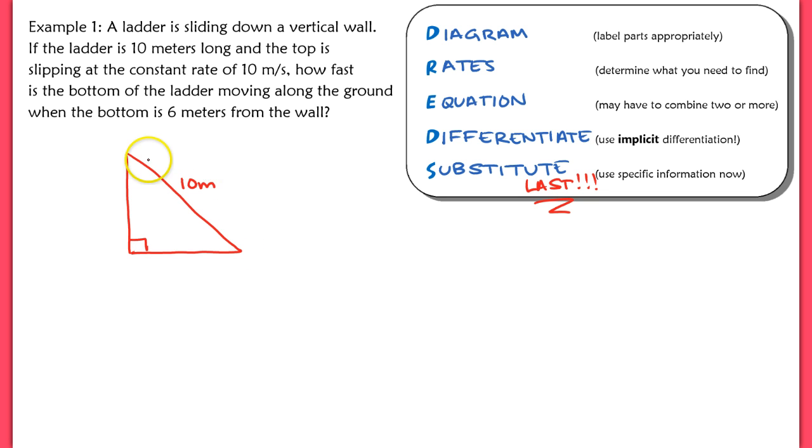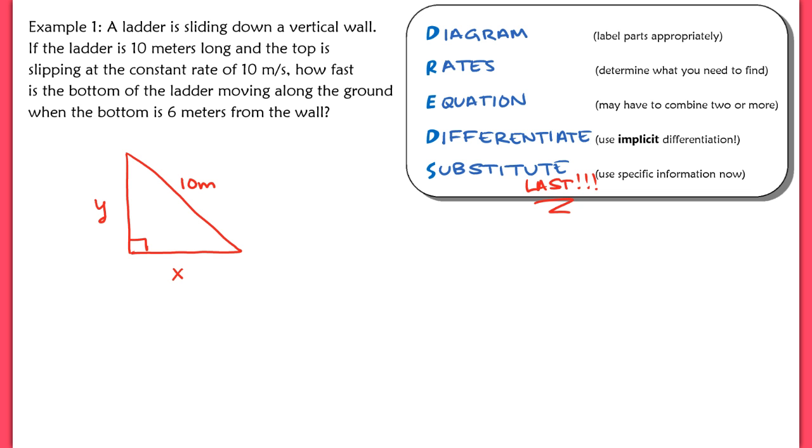This is not a variable, this is a constant, and it'll never change because the length of your ladder can't change. There are some variables here though, because let's call this x since it's horizontal here, and we'll call this y. These two values will change. As that ladder slips here, y will decrease and x will increase. Okay, so we're done with our diagram, and let's move on now to the rates.